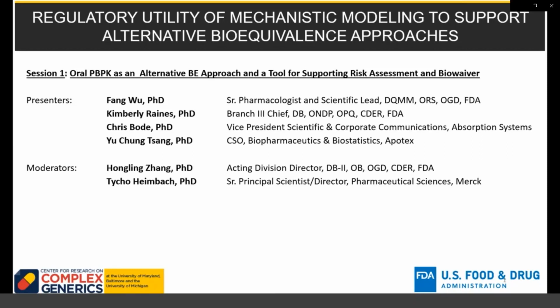Following the four presentations, there will be a panel discussion. The moderators are Dr. Honglin Zhang and Dr. Heinbach. Dr. Zhang is the Acting Division Director of the Division of Bioequivalence II, Office of Bioequivalence, OGD. Dr. Zhang has been involved in evaluating bioequivalence submissions in ANDAs for many complex drug products and BE studies with complex scientific and regulatory issues.